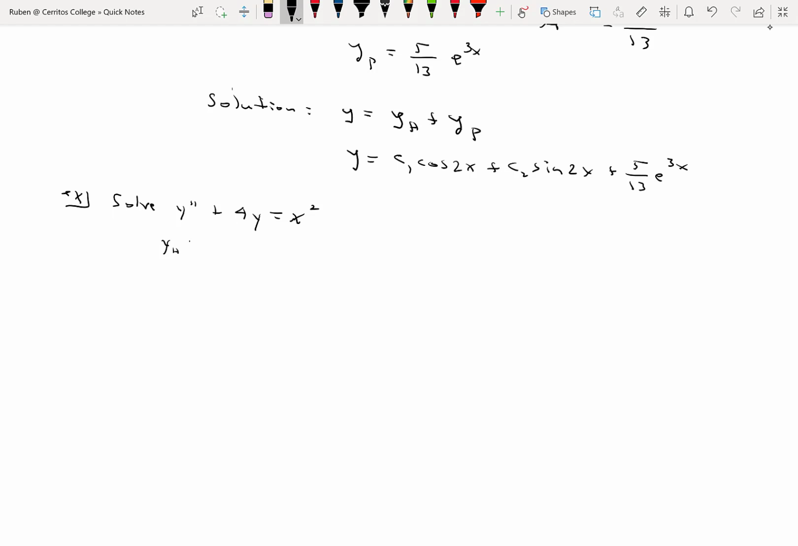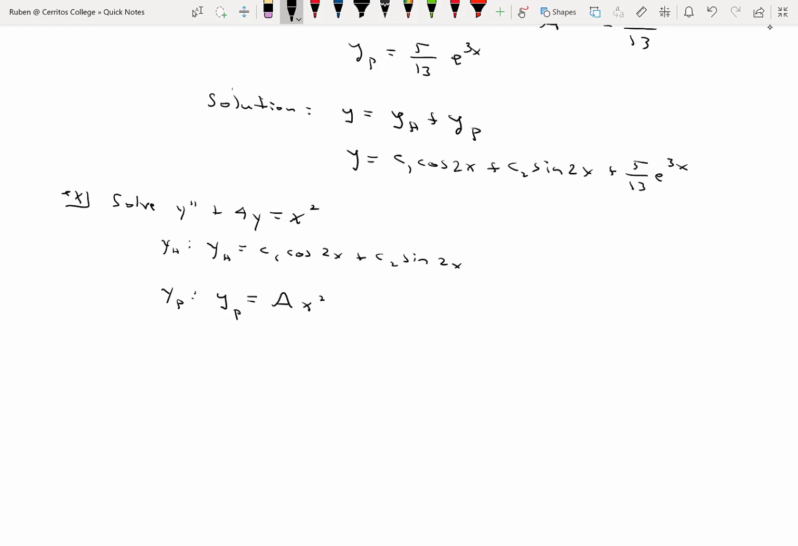We determined what y sub h was from before, so we don't have to redo that. Y sub h is nothing more than c1 cosine 2x plus c2 sine of 2x. Again, we already did this. So let's take a look at searching for the particular solution. If we use our last example as a guide and common sense, we're looking for a particular solution we could substitute into the left-hand side of this differential equation, simplify, and then get x squared out. Well, you notice that the differential equation has 4y on the left-hand side. So it seems logical to make y sub p equal to a times x squared. And that's what we'll do as our first attempt.